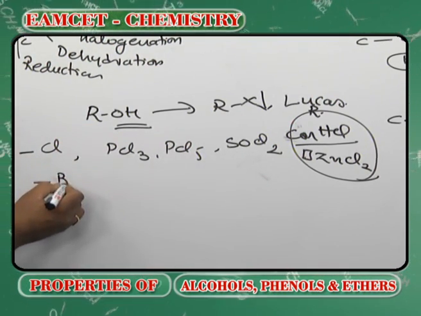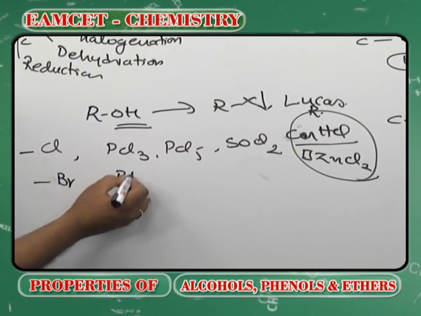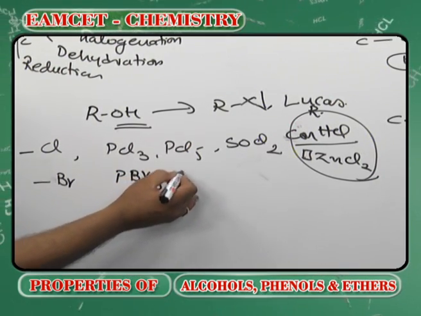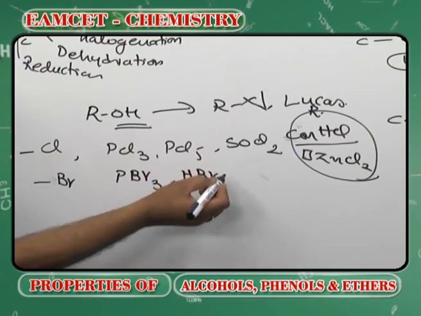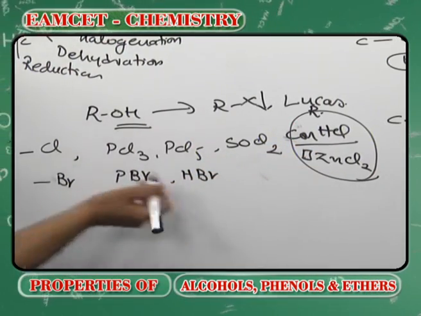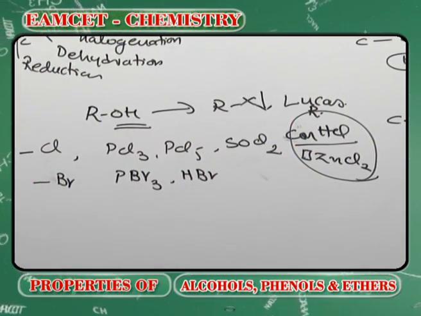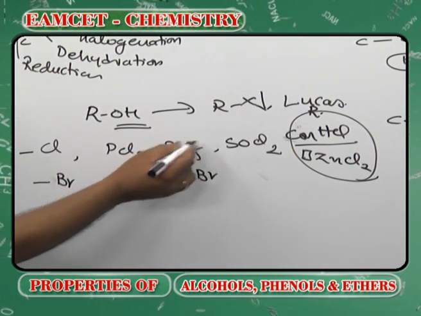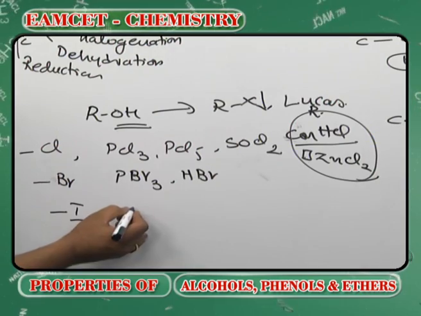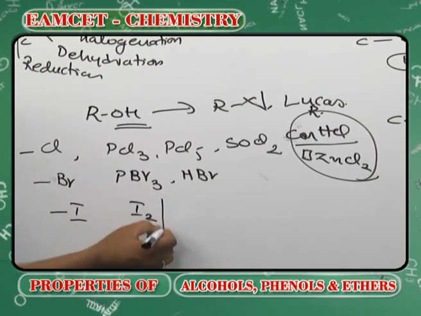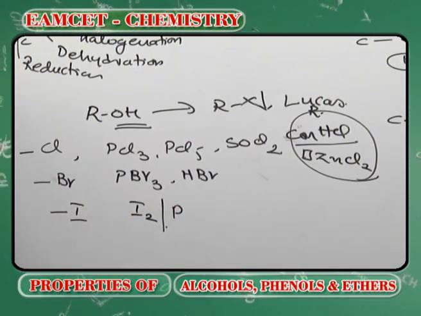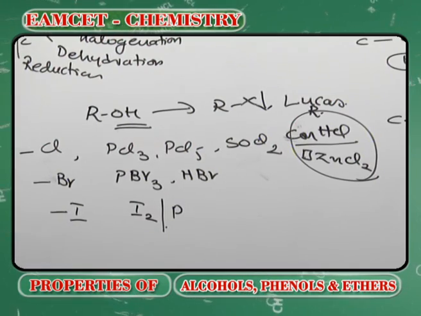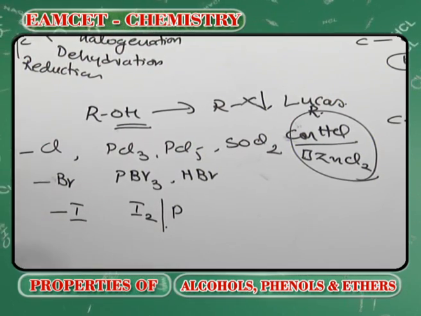For the bromination, we have PBr3 as well as HBr. In the case of HCl, you need a catalyst, but with HBr, you directly add HBr and you get the bromo compound. For the iodination, even these iodo products are not there; only I2 in the presence of phosphorus, where phosphorus is the catalyst. I2 and phosphorus is the catalyst system for the iodination.